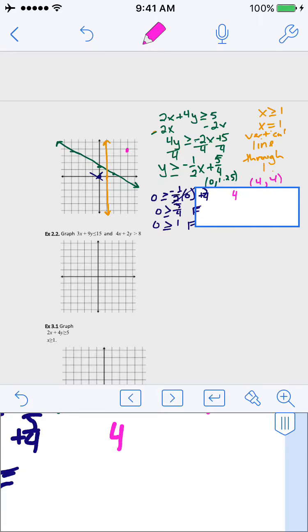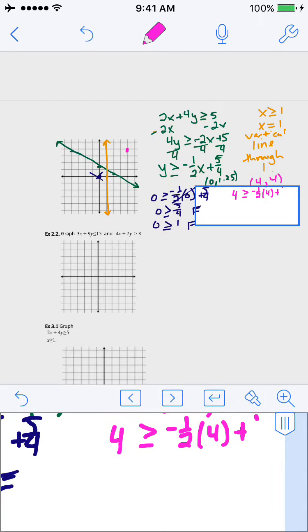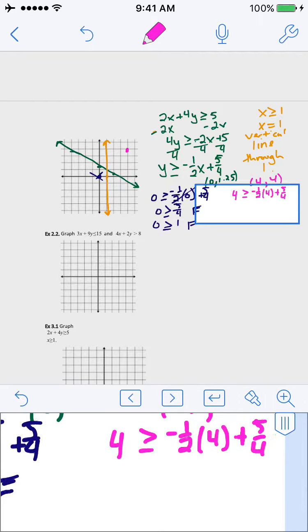So 4 is greater than or equal to negative 1/2 times 4 plus 5/4. Let's see. Okay, so 4 times negative 1/2, that's going to be 4 divided by negative 2. So negative 2 plus 5/4. We can do it as a decimal because we're not really concerned about graphing. So that's 4 is greater than negative 0.75. Is that a true statement? Yes, 4 is definitely greater than. Now again, it's not equal to, but that's okay. It's got to be one or the other. That is a true statement.